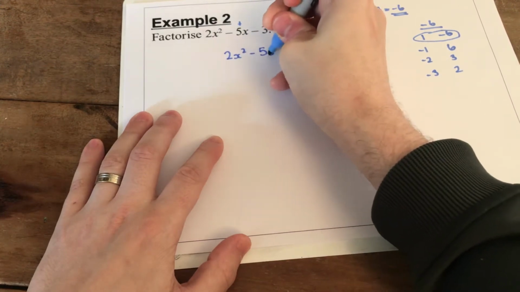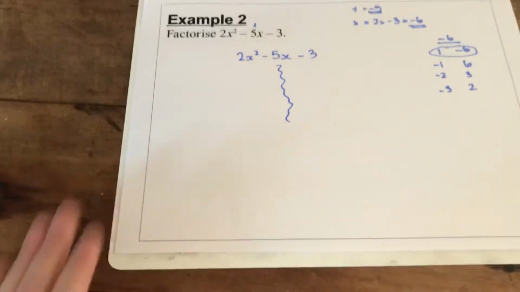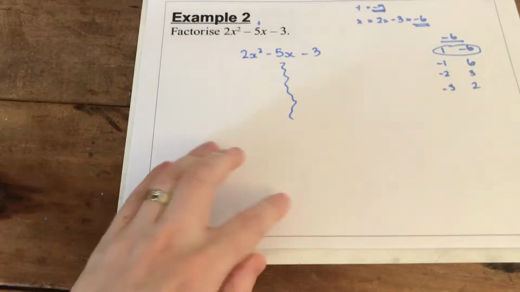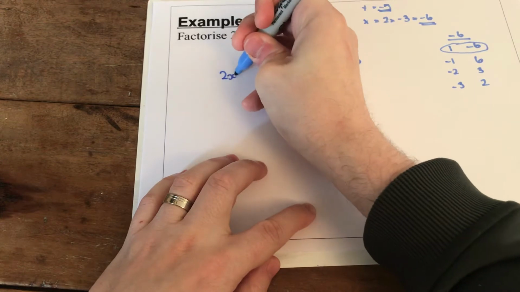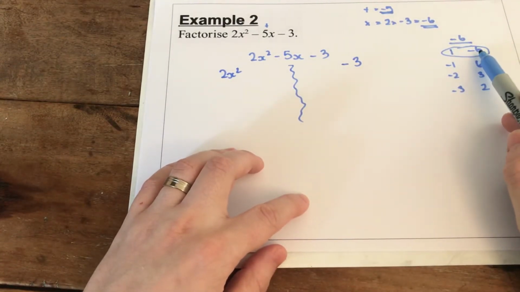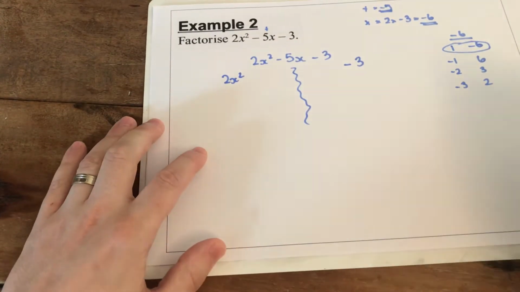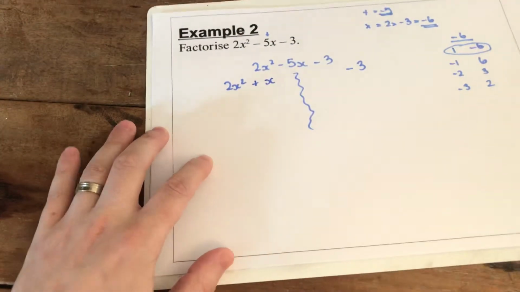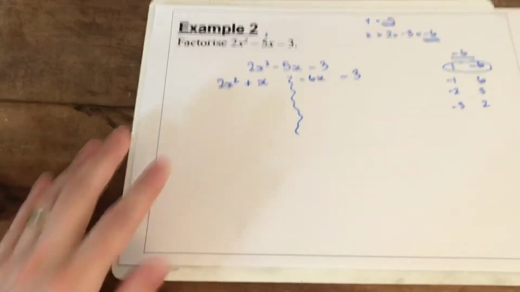our expression and we split our middle number into two terms. So we have our minus 3 and we have our 2x squared. And what we imagine is this is going to be x take away 6x that add together to give us this here. So what we do is we add these together. So we're going to have plus x here and I'm going to have minus 6x here.